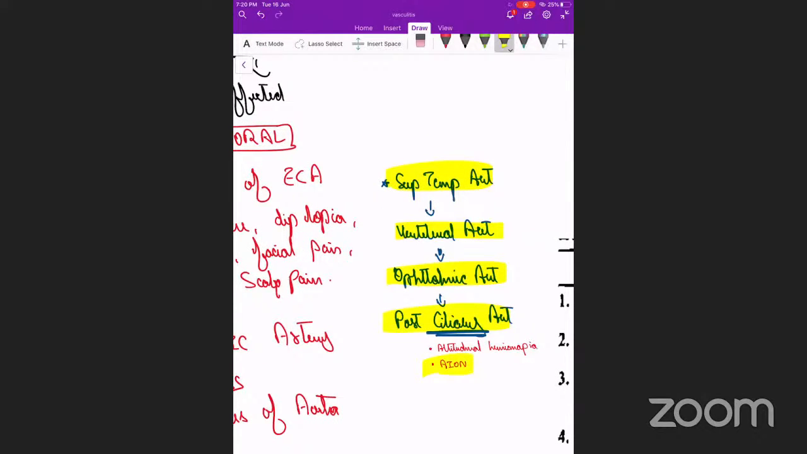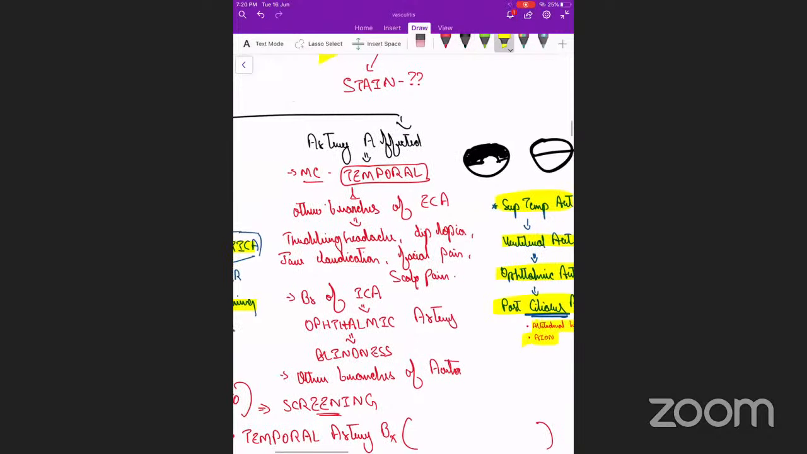As we said already in our ophthalmology, there are two types of AION. One is arteritic, one is non-arteritic. Arteritic was associated with giant cell arteritis, and patients presented with altitudinal hemianopia. So altitudinal hemianopia used to be the visual field defect.